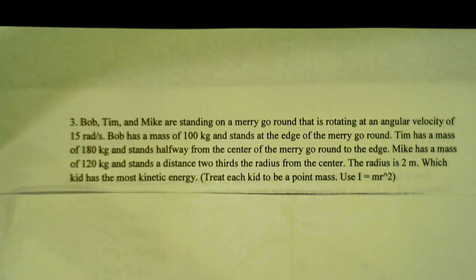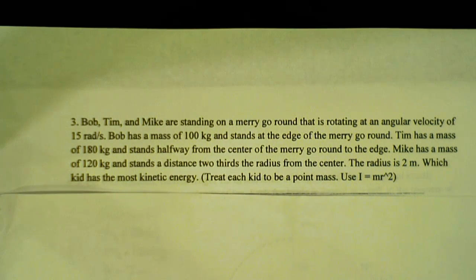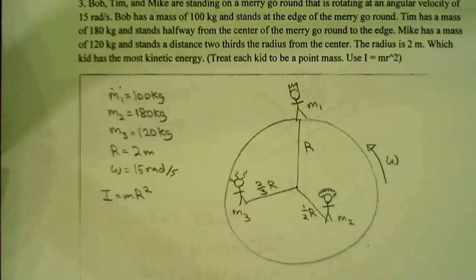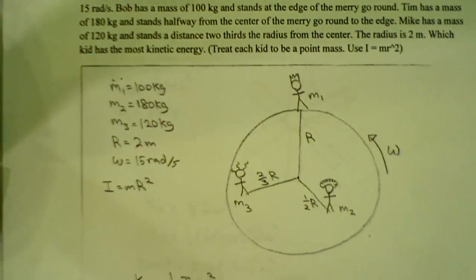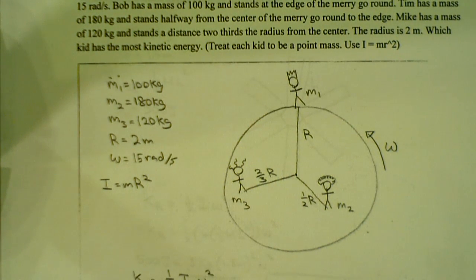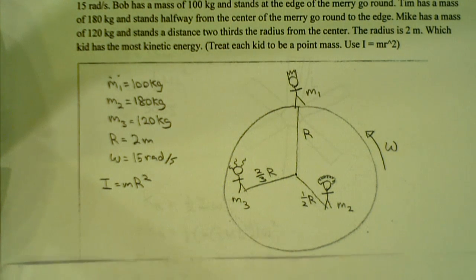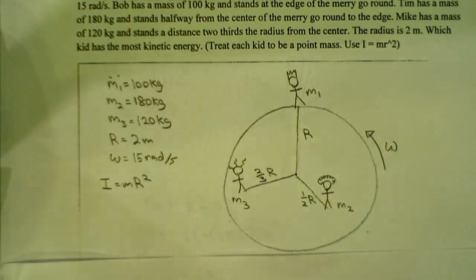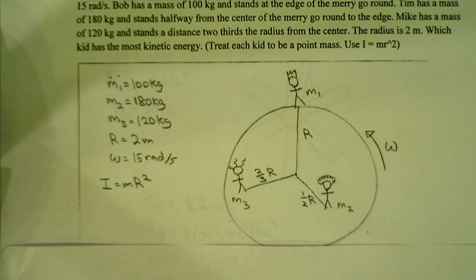Also note, we are going to treat each kid as a point mass, so the moment of inertia, when we calculate it, is going to be mr squared. All right? So we'll have our drawing here. We have the 3 kids on the merry-go-round at their respective distances from the center. We have omega, so we're given omega, that's the angular velocity of the merry-go-round. We're given all the masses, and we're given their distances from the center of rotation.